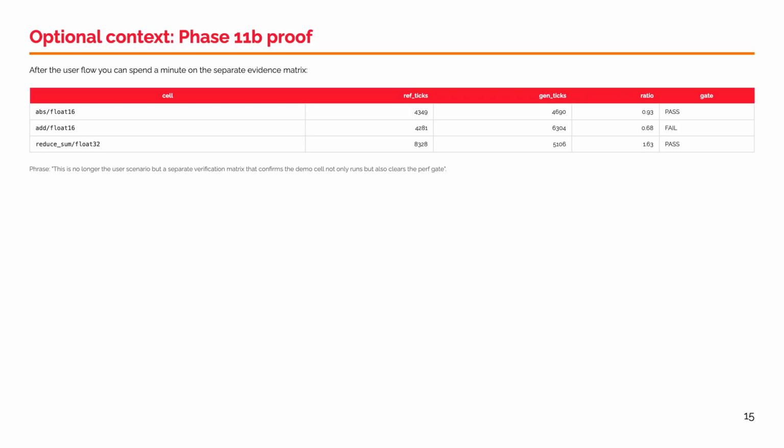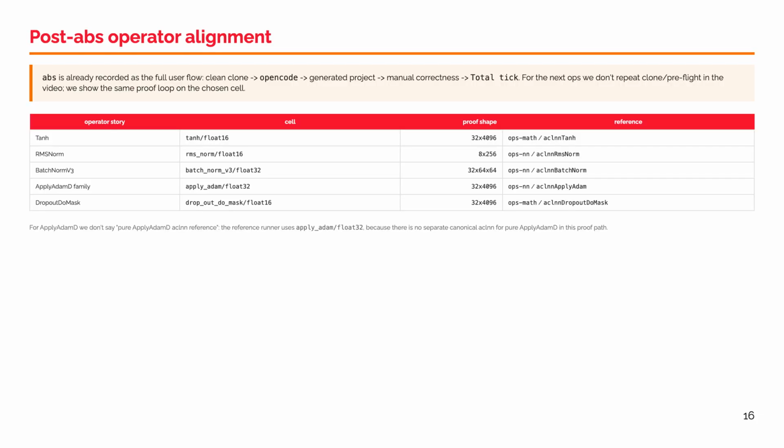Add float 16 is below threshold at about 0.68. Reduce sum float 32 passes with a large margin. This keeps both truths visible. The user-facing flow is straightforward, and the internal proof is rigorous enough to show passes and misses honestly. The first cell already proved the full end-to-end user-facing flow: clean clone, opencode, generated project, manual correctness check, and total tick ratio. There is no need to repeat the full generation flow 5 more times. That would make the video longer, but it would not add a new kind of evidence.